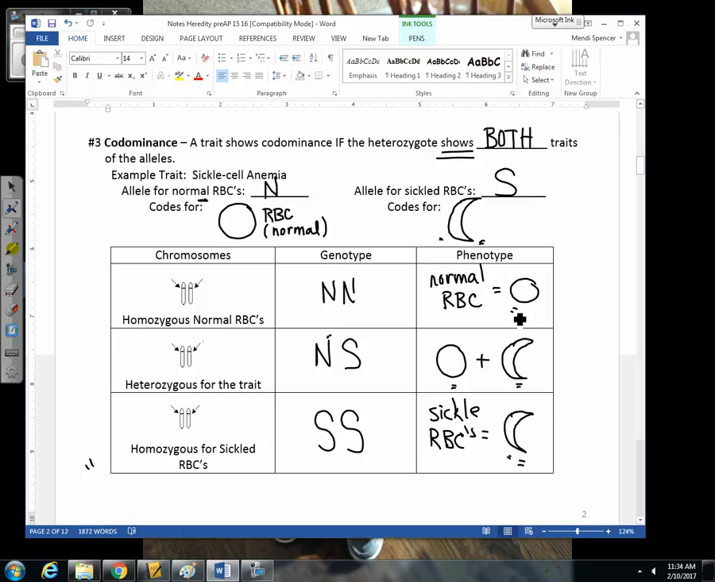If this trait did show incomplete dominance, then we would see something that was just like a middle of the two. I'd call that a middle. And all of the red blood cells would look like, you know, half a piece of pie or half of a pie. That's not the case. So since we see both in the heterozygous individual, then we say this trait shows codominance.